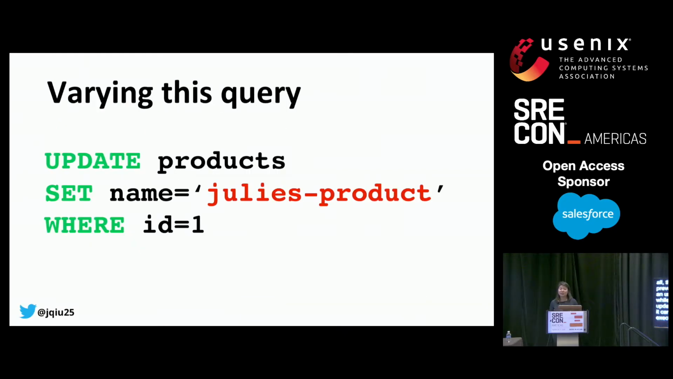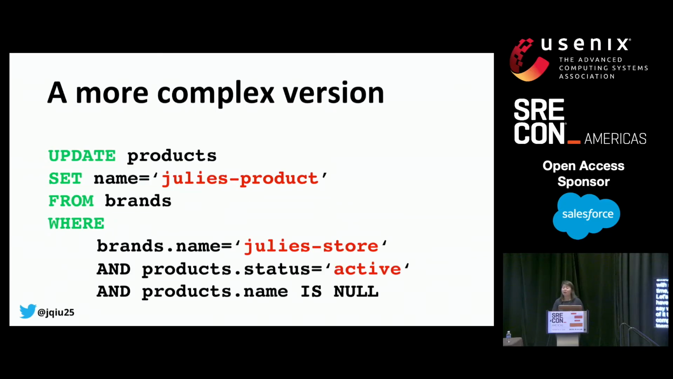For example, let's go back to that query that we have been trying to run, and let's just say that we want to run some variation of it that's a little bit more complex. What if the marketing team didn't want me to update a specific product ID? What if instead they said, hey, there's a bunch of products for this brand, Julie's store, that don't have a name. And if they're active, can you please change their name to Julie's product? So we can see how these queries can become a bit more complex, and we want a system to be able to handle running them other than just raw SQL. So let's talk about our next strategy, which is going to help us run these long and complex queries.